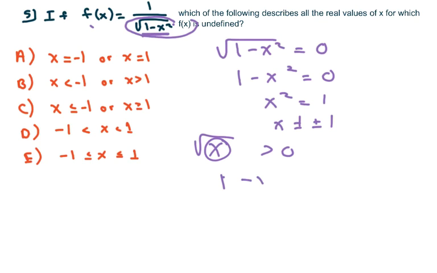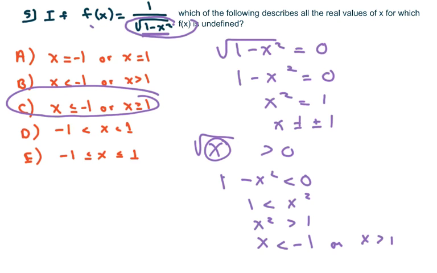So we have 1 minus x squared is less than 0, so 1 is less than x squared, or x squared is greater than 1. And in this case we take the square root of both sides. x is less than negative 1, or x is greater than 1. So that's where the function is undefined. So the answer is C.